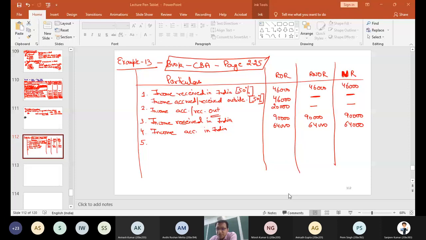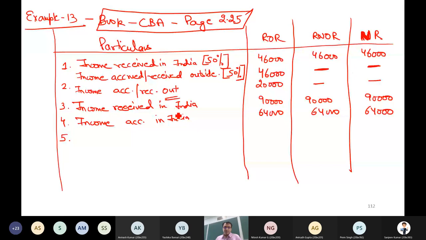Yashika, can you explain point E? Yes, sir. It is to be accrued in India. It is accrued in India because the property is in Mumbai. It's simple. So it is income accrued in India.